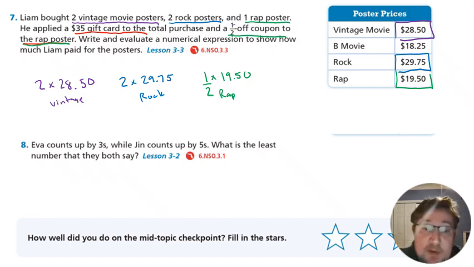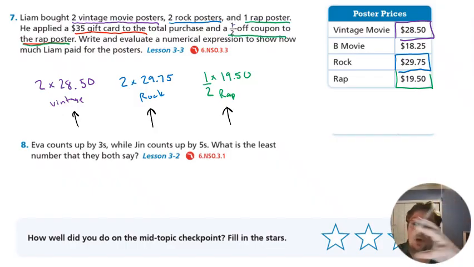Well, this is how much he paid for the vintage. This is how much he paid for the rock. And this is how much he paid for the wrap. To find out how much he paid for all of them put together, we simply add them all together. So let's do that.